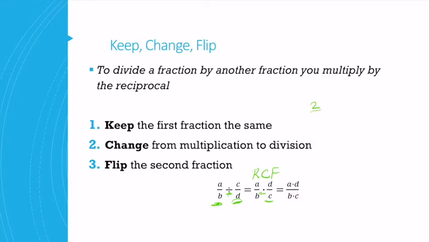If I have 2/3 divided by 5/8, I keep the first fraction the same, I change from division to multiplication, and I flip the second fraction. So instead of having 5/8, I have 8/5. Then I go ahead and multiply as normal, which is really nice, right? Because we like multiplying fractions. You just multiply the numerators and multiply the denominators. So that gives me 16/15, which is an improper fraction, but that's okay.